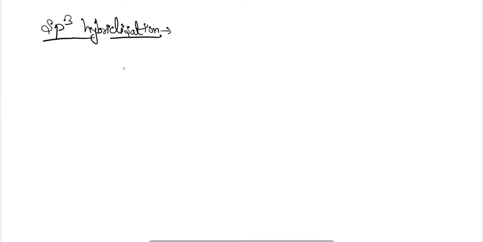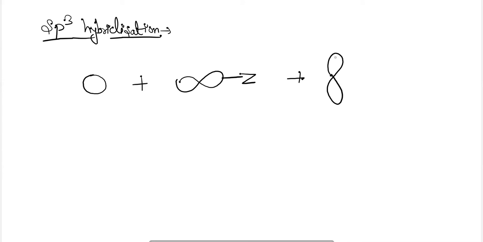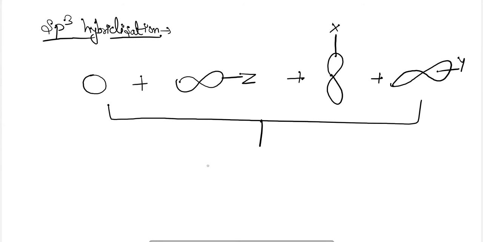Okay, so sp3 hybridization, from the word only we know that here 1s and 3p, that is z axis p, x axis p, and y axis p. All these three p orbitals will be combined with the s orbital to form a hybridized sp3 orbital, which will look something like this.